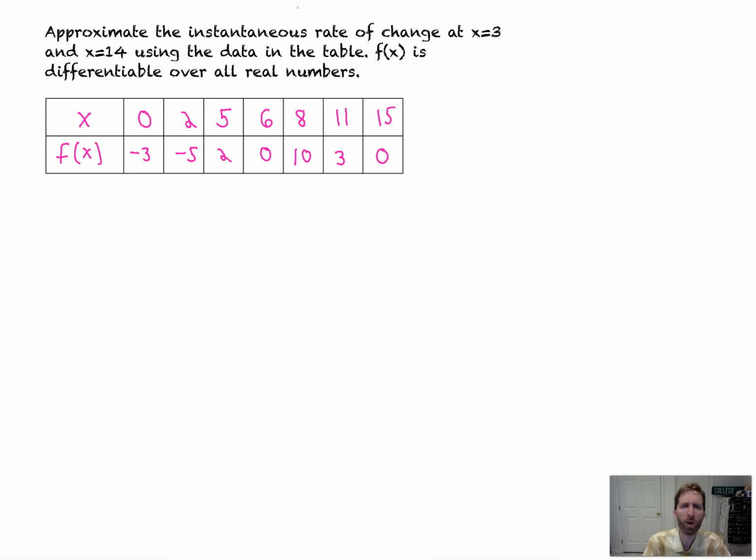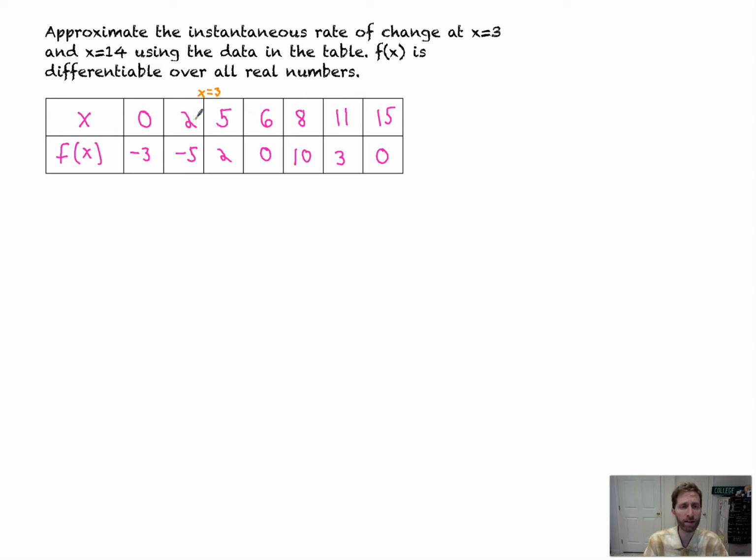So how do we approximate the instantaneous rate of change? We use the slope. We use the two closest points that sandwich the values that we're interested in. So first, x equals 3. So we go on the hunt. 0 to 2, x equals 3 is in between that. 2 to 5, x equals 3 is in between that. So those are the two closest x values to x equals 3 that sandwich it.